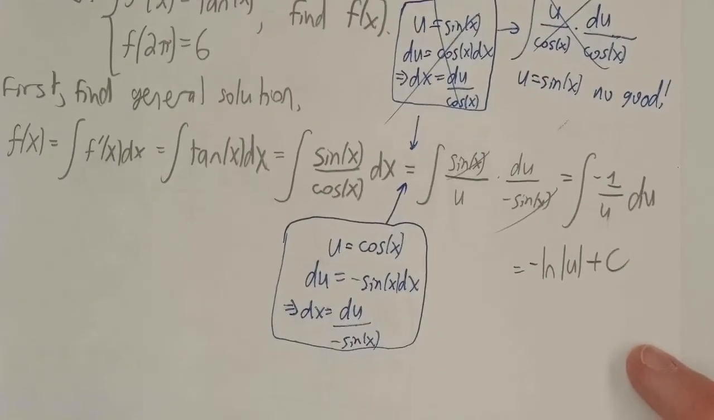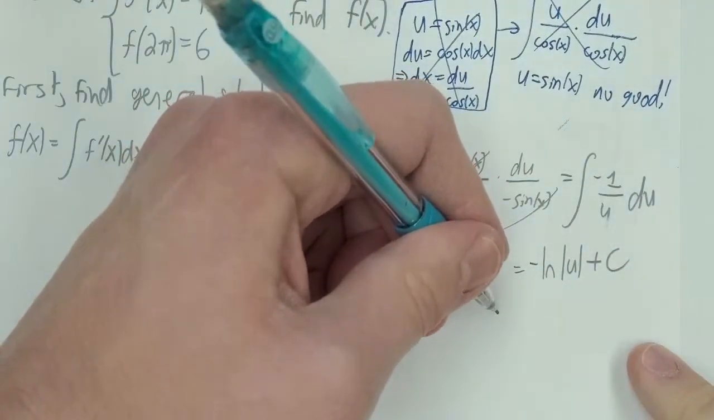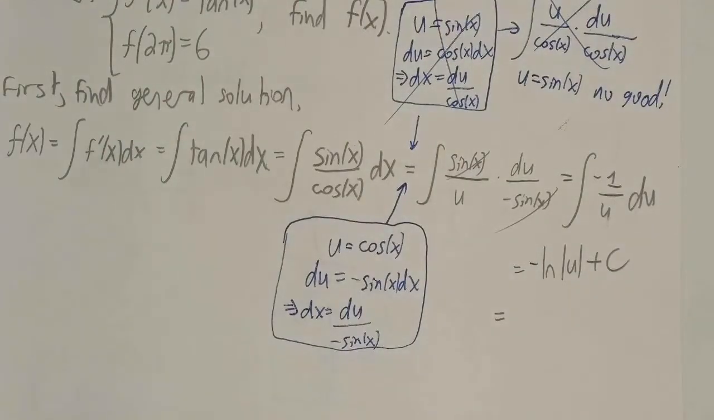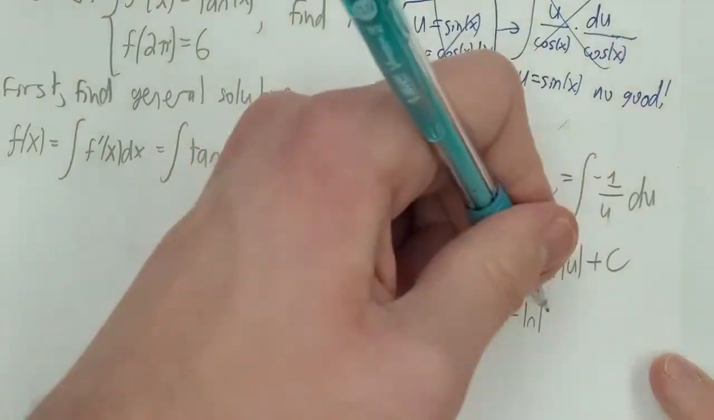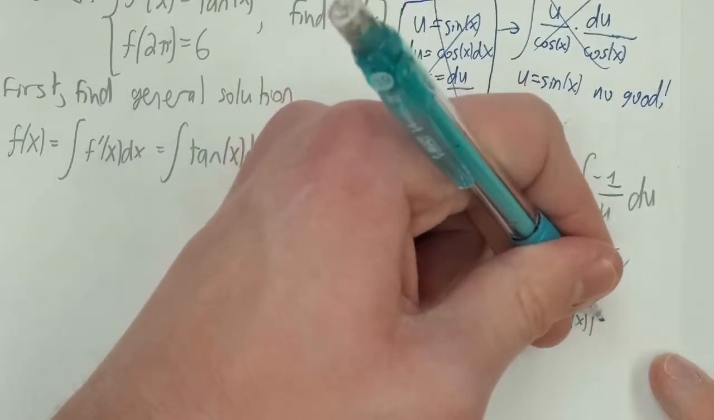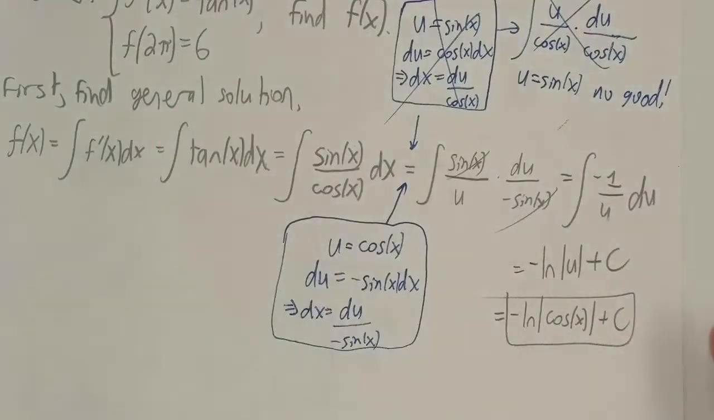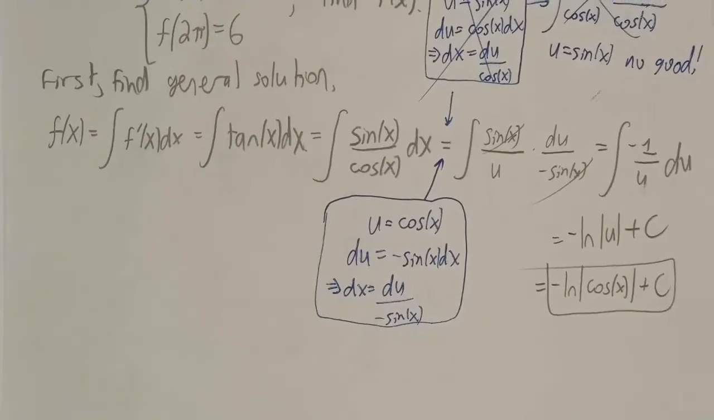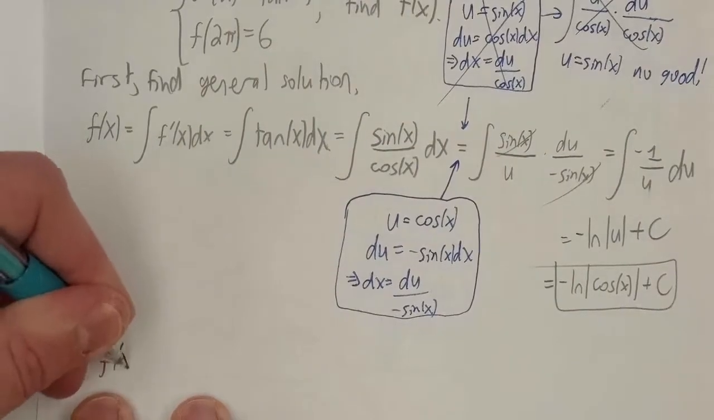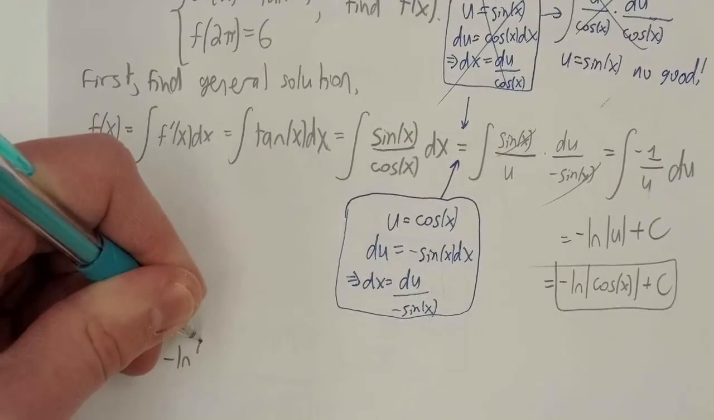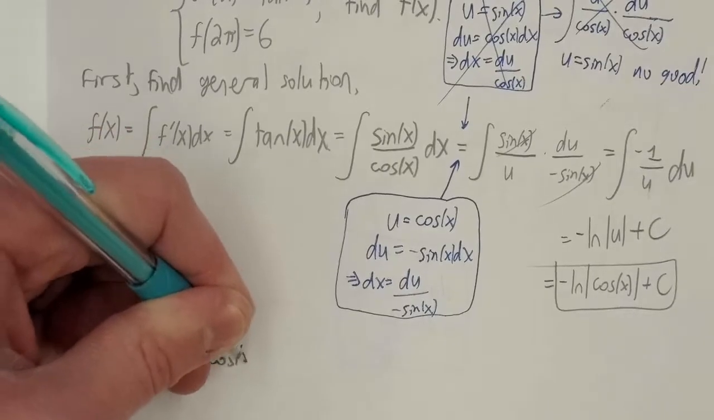Okay? Right? So then put everything back in terms of x, because that's our original variable. And then we have negative natural log of cosine of x, because that's u, plus c. And this is the general solution. So now that we have that the general solution is f of x equals negative natural log of the absolute value of cosine of x plus c.